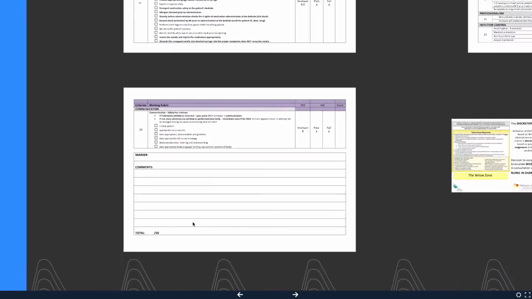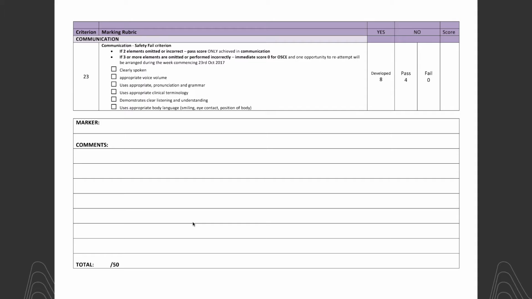And finally, we have one more safety fail criteria, and this of course falls under communication. The reason why communication is a safety fail criteria is because communication is our number one cause of errors and poor patient outcomes. Okay, so let's have a closer look. So if 2 elements are omitted or incorrect, so if you don't do 2 of these elements or you do them incorrectly, you will only receive a pass score in communication. If 3 or more elements are omitted or performed incorrectly, you will score 0 for OSCE and you will have to redo your OSCE during week commencing the 23rd of October. So therefore, have a close look at the elements.